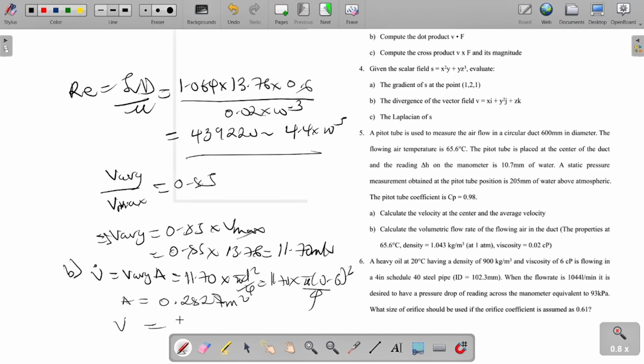So now the volumetric flow rate gives us 3.308 meter cube per second, right? And so that's the volumetric flow rate at these conditions. So that's for a Pitot tube. All the flow meters have their parameters and how we are supposed to work with them, right? So let's move on to question 6.